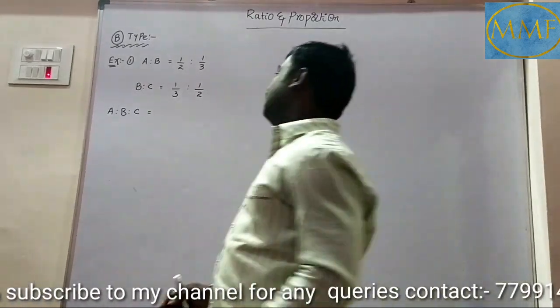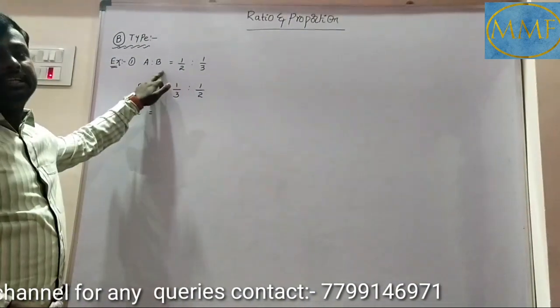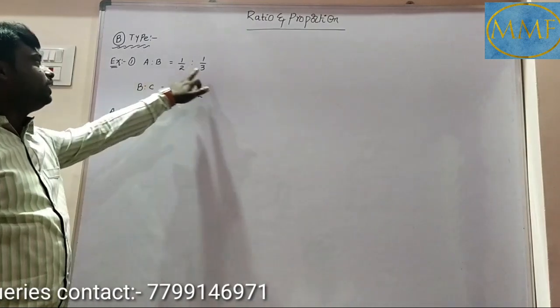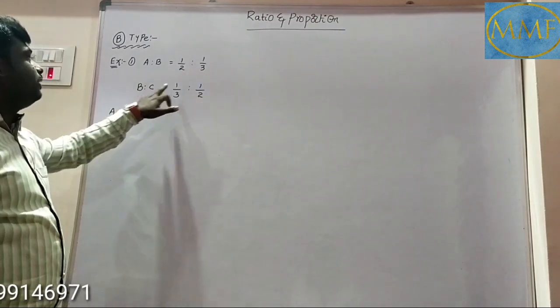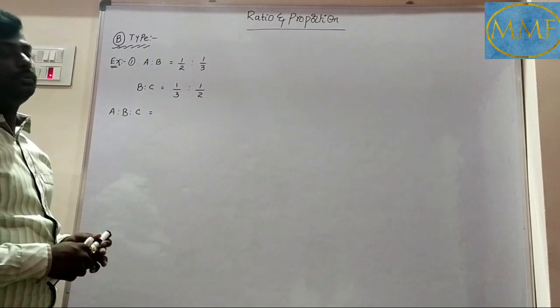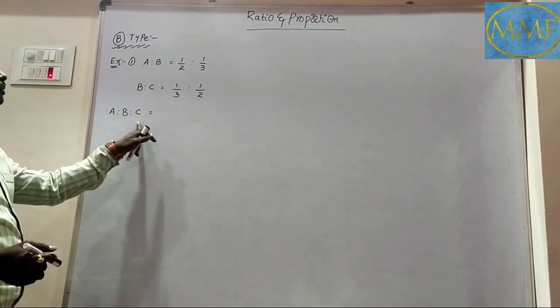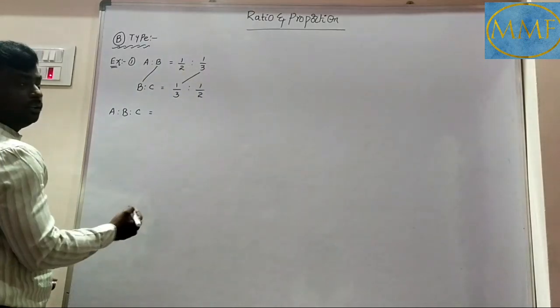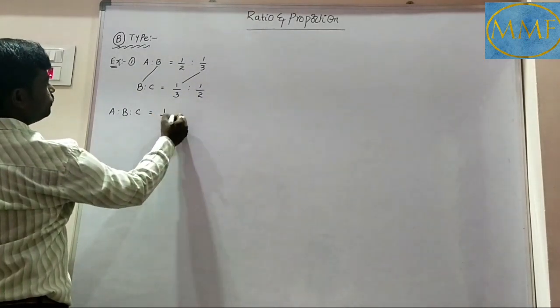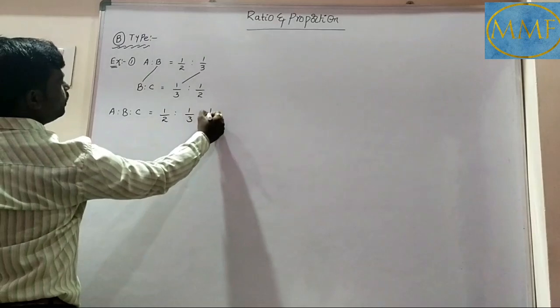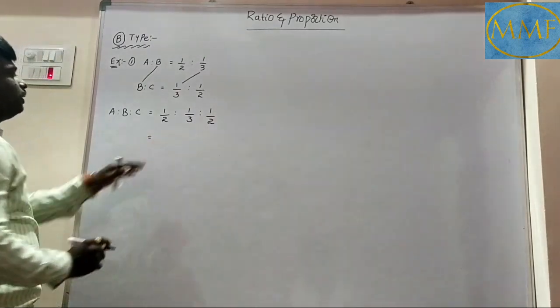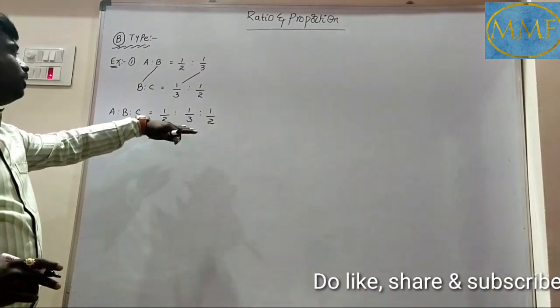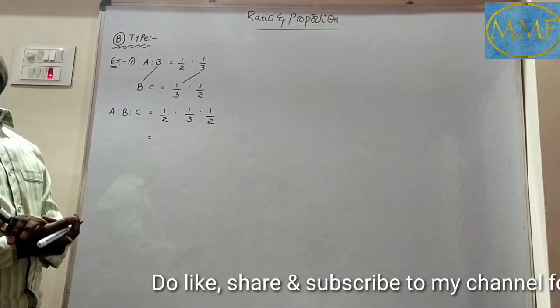B type. In this type, A is given as a fraction 1:2, B is given as 1:3, and C is given as 1:2. So what I need is A is to B is to C. Here B must be the same. Then what will you get? 1/2 is to 1/3 is to 1/2. This is not a perfect ratio. If you want to simplify it, it works only with numerators, not denominators.